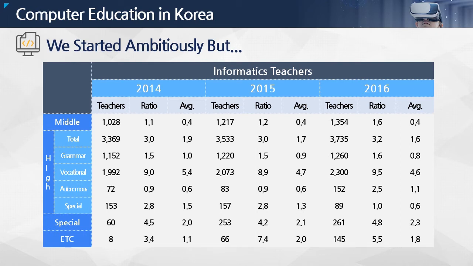The biggest one is the lack of computer teachers. Korea is recruiting teachers since 2015, but there is an insufficient number of teachers available compared to the importance of computer education. In 2016, the total number of information science teachers in high schools stood at 3,735, which represents only 3.2% of all teachers. In addition, when looking at South Korea as a whole, it means there is less than one teacher per school.